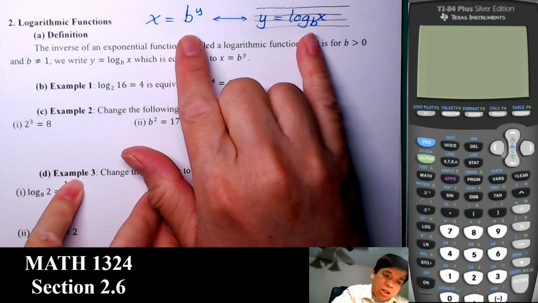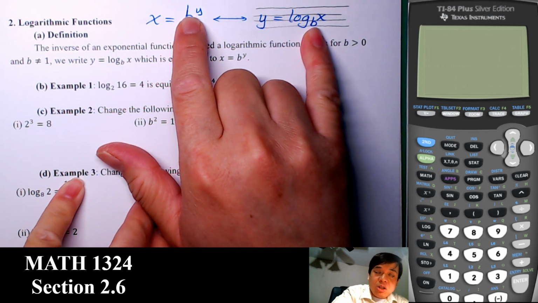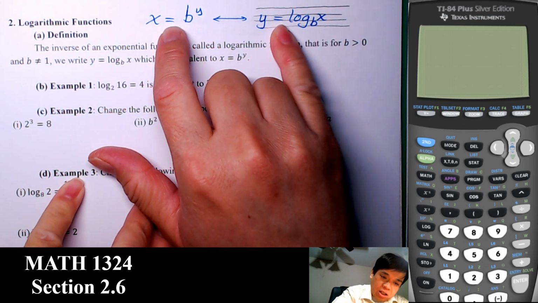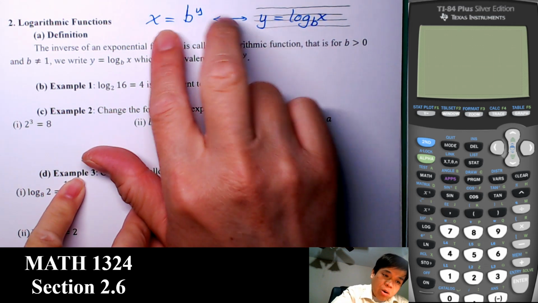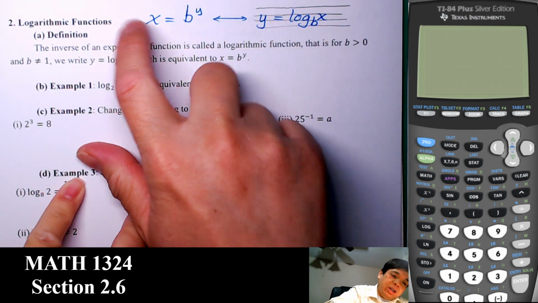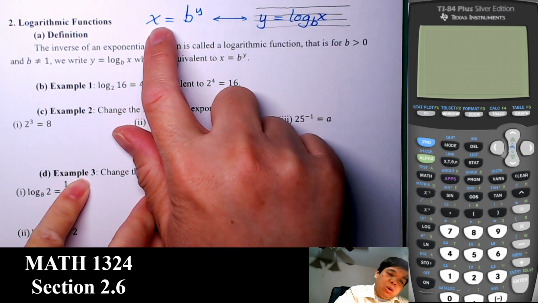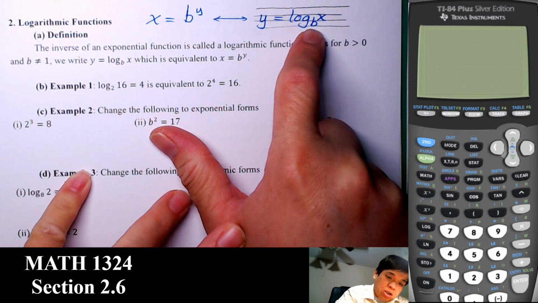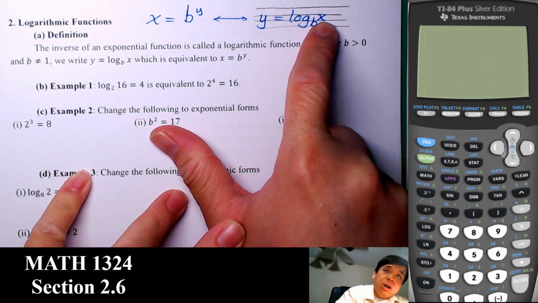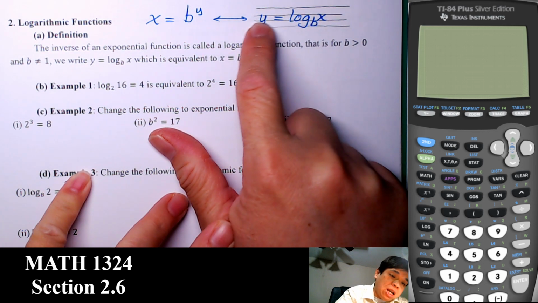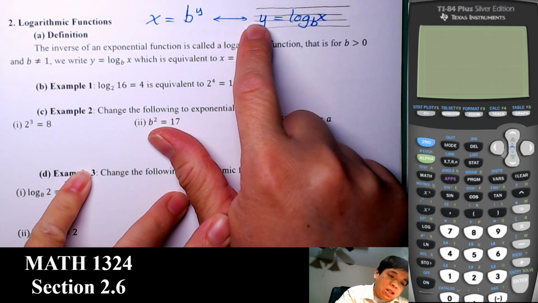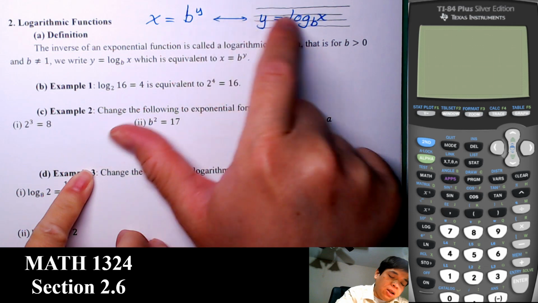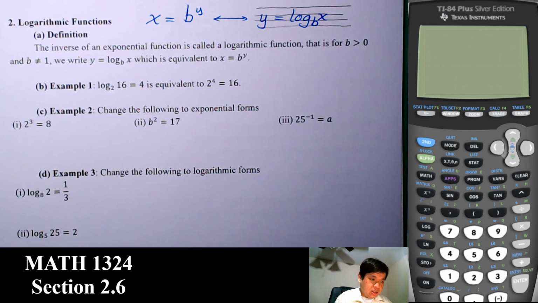To interchange this, the base is still the base. The equal sign is in the middle. We will interchange the y over here and the x over there. On the log, the base is a subscript. The x here is called the argument of the log. The argument will be on the same level as the other one. Right? So that's how we interchange things.